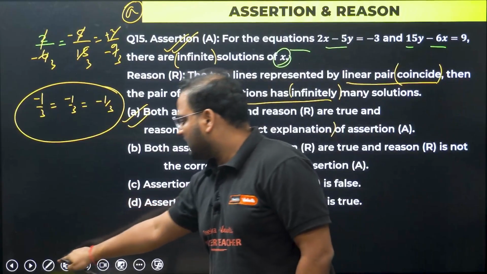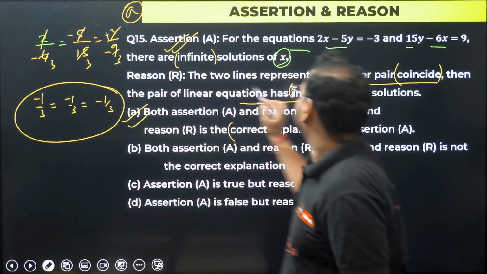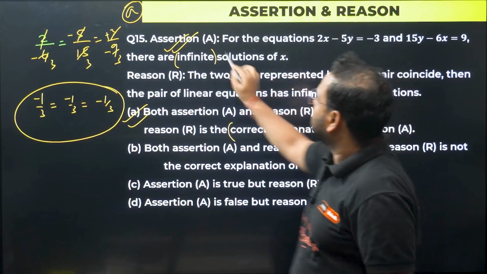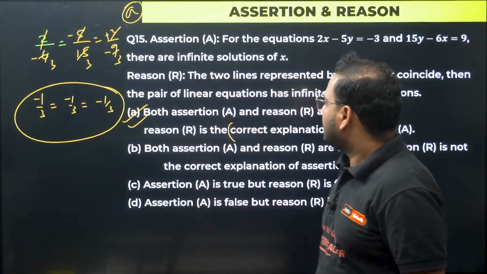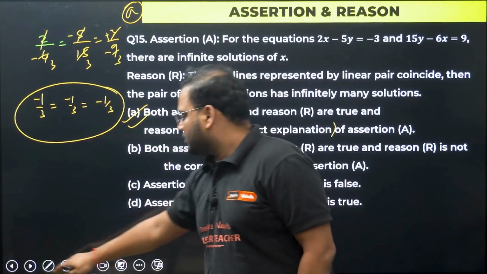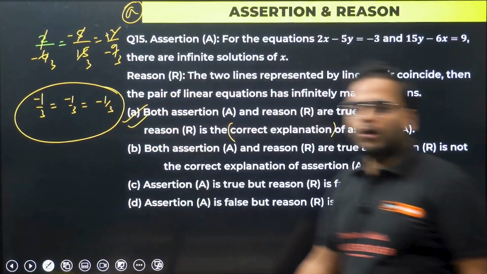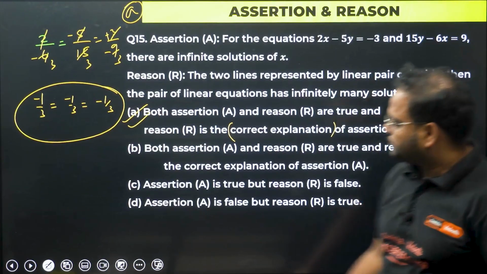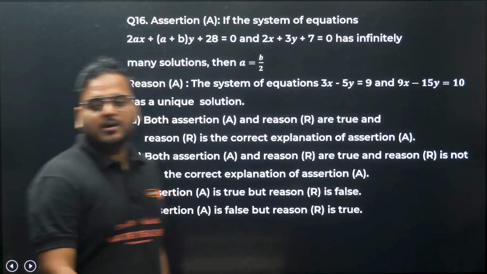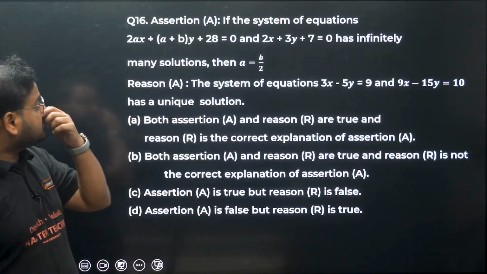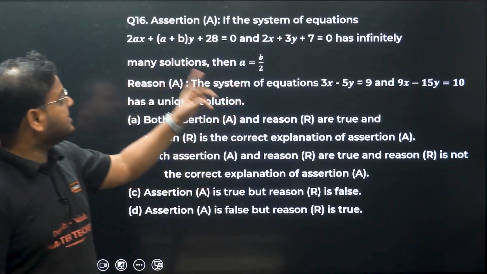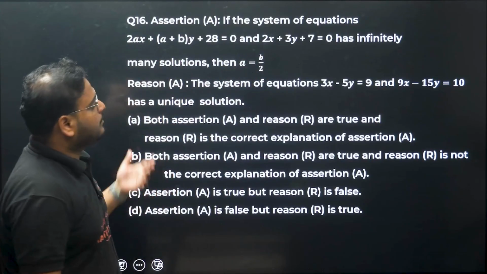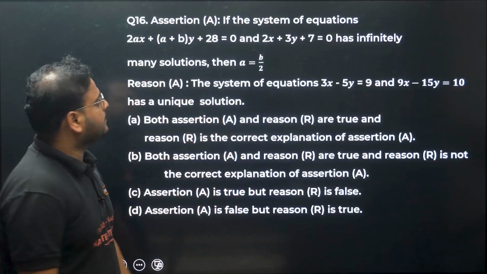Please check. I'll remove some of the markings. Have a look. Both of these are true, and reason explains assertion. Got it? Question number 15 is over. Question number 16 now. Assertion is saying if the system of equations given like this has infinite solution, then A will be equal to B by 2. Let's check that. And reason will be, again, different equations. We'll check.